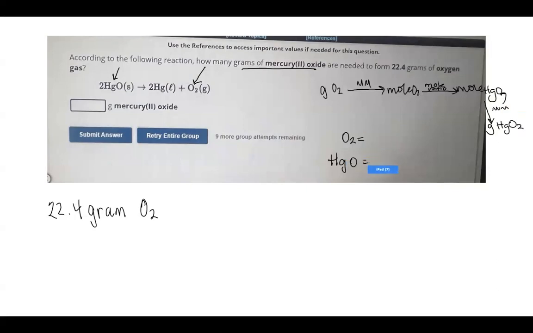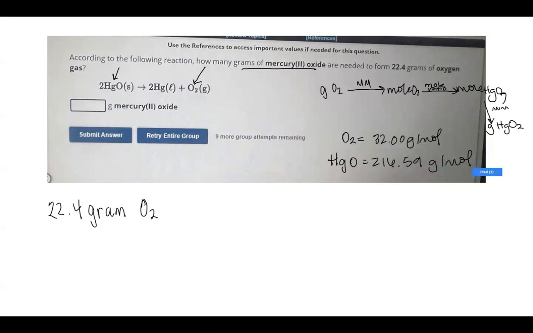So O2 is 32 grams per mole. Let me real quick look up what HgO is. It is 216.59 grams per mole. All right.